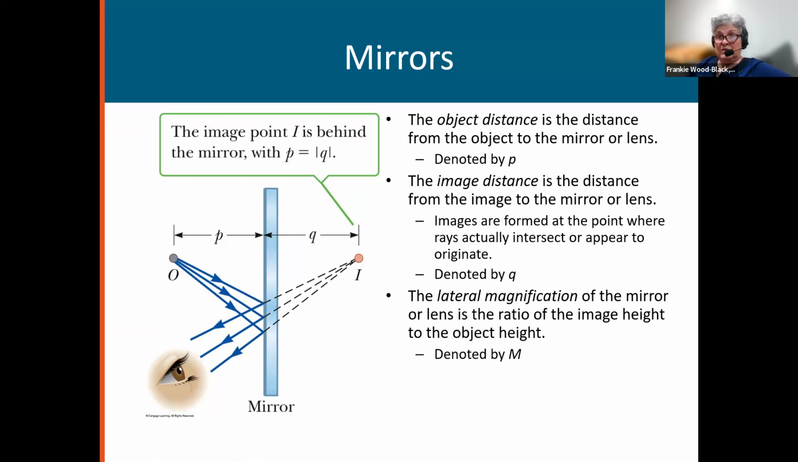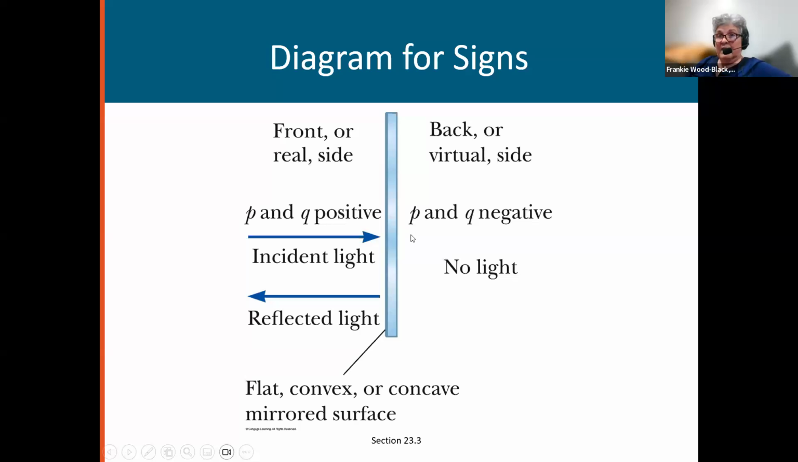Sometimes the image is going to look smaller, but when we talk about magnification, M is going to be the ratio that we're dealing with. So that helps us out a lot. Now, in your textbook and in these slides, we do a lot of different things related to the sign conventions, because the sign conventions are going to help you with the problems.